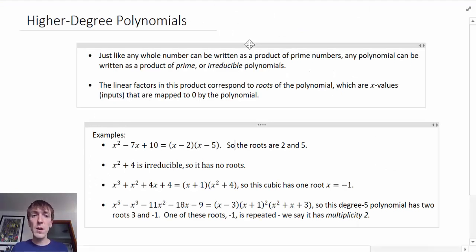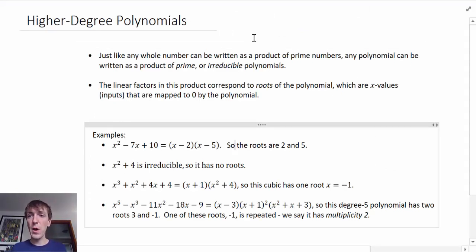Okay, so let's talk about higher degree polynomials, polynomials with degree bigger than 2. So how can we think about them? Well, here's an analogy that I like to use with polynomials. It's actually a very powerful analogy.